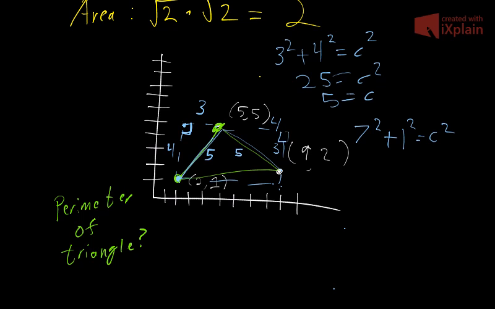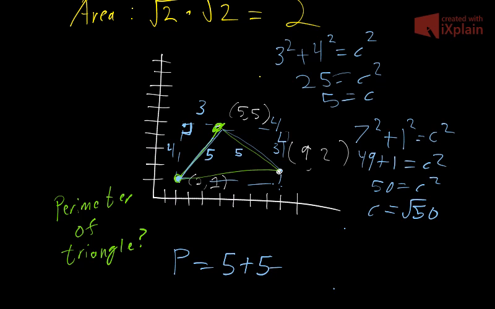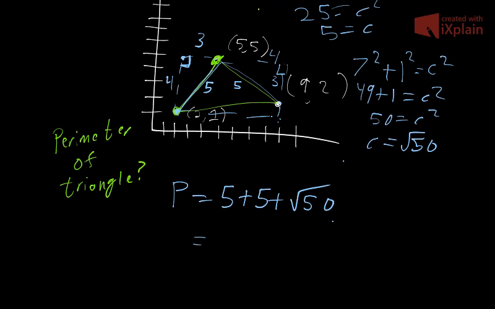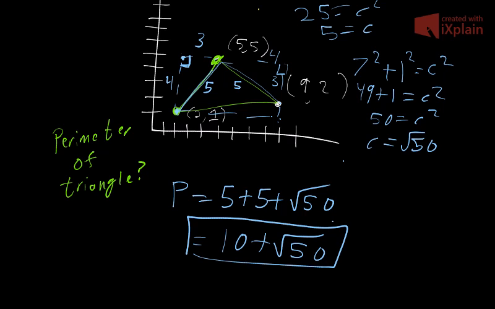A little bit strange, that's okay. So I have my 7 squared plus 1 squared equals c squared. 7 squared is 49. Plus 1 equals c squared. So that means that I have 50 equals c squared. So c equals the square root of 50. So my perimeter is going to equal all those sides added up, which is 5 plus the square root of 50. Or I would write it as 10 plus root 50. And just like that, I would be done.